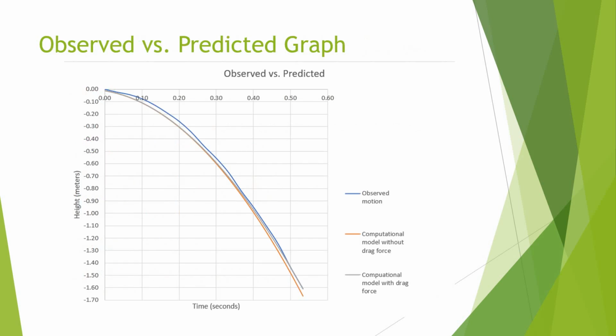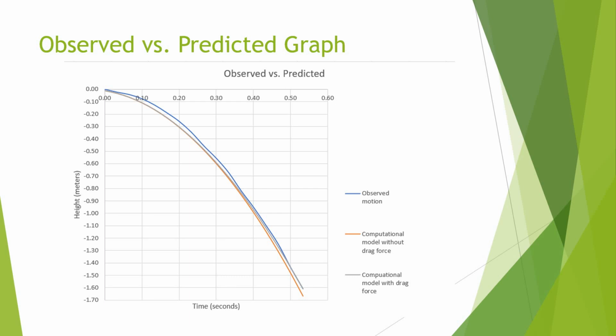Here's the figure that displays the results of the observed graph along with the two models. First, let's compare the observed motion to the computational model without drag. Almost immediately, the model begins over-predicting the distance compared to the actual observed motion. This trend continues throughout the graph. This can be explained through the absence of a drag force because the negative net force is much larger in the model than in the observed motion.